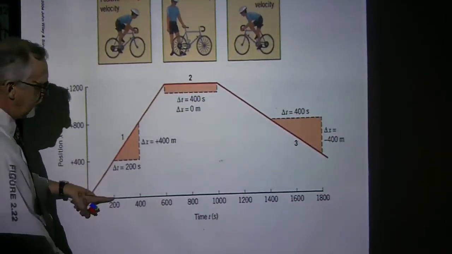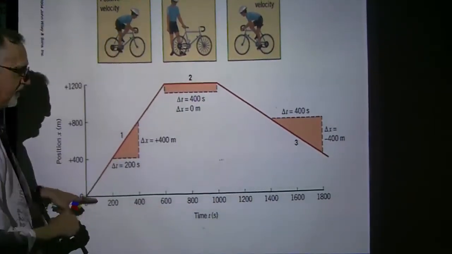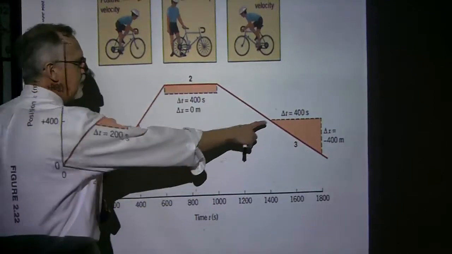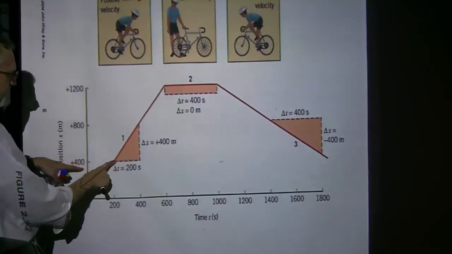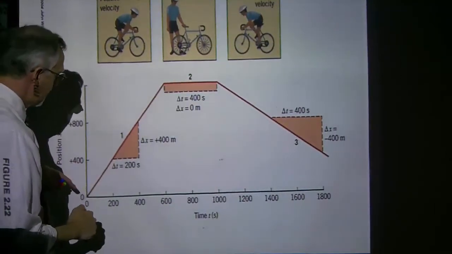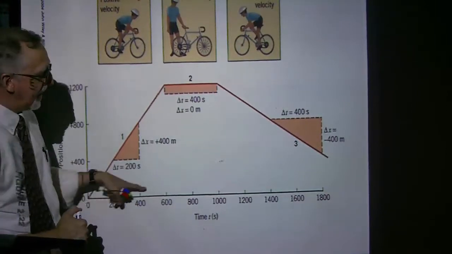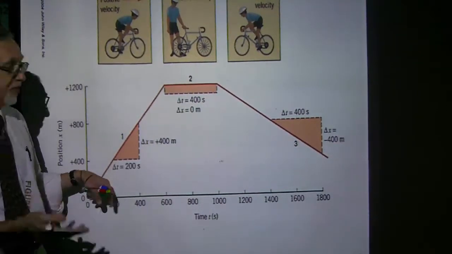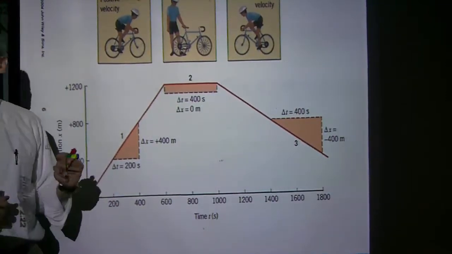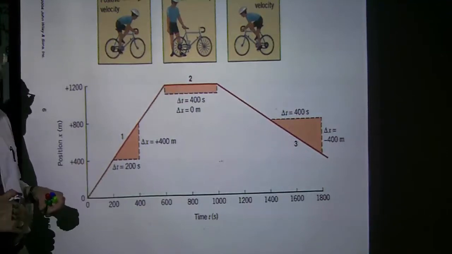Well, in that case, what would we get? We'd get, say, 200 seconds and 1,400 seconds. That's a difference of 1,200 seconds. What's the difference in position? Well, we end up at 800 meters. Initially 400 meters, 800 minus 400 is 400. So we'd have 400 divided by 1,200. What's that? That's 4 over 12, or 1/3, about 0.3. We end up with an average velocity of 0.33 meters per second, positive.